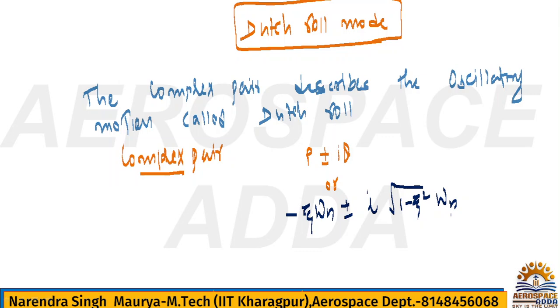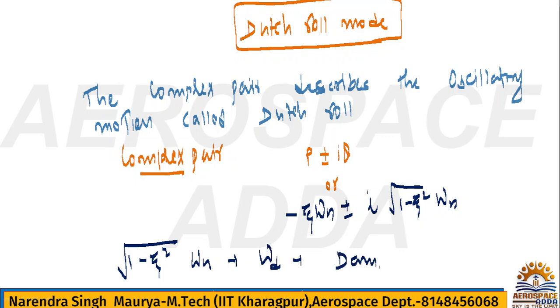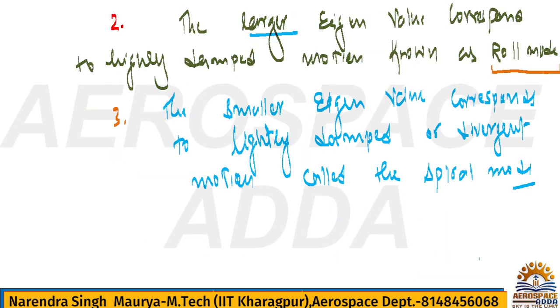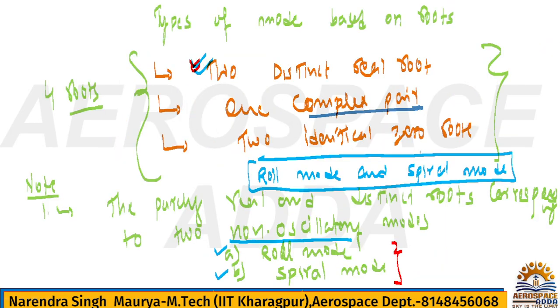Okay, so xi, you know it is the damping ratio, omega n is the natural frequency in radian per second. Square root of 1 minus xi square times omega n is called the damping frequency omega d. Yes or no? This square root of 1 minus xi square times omega n is nothing but omega d, which is the damping frequency. All right, so this is for the Dutch roll. Now what is the other root? That is two identical zero roots.